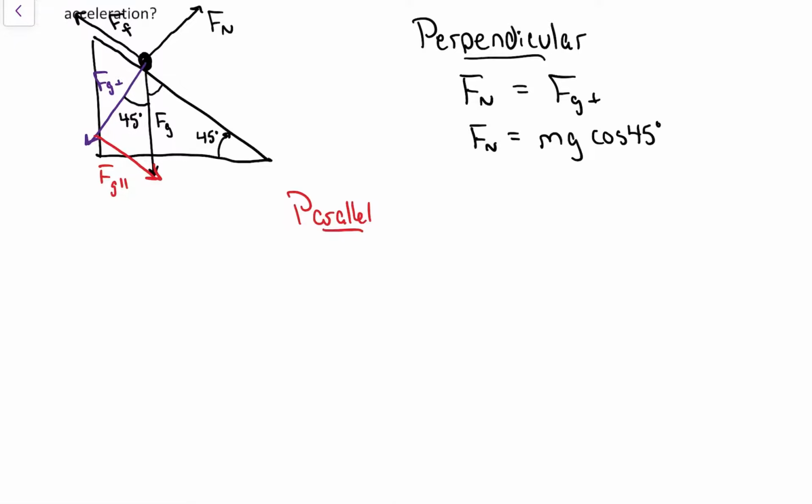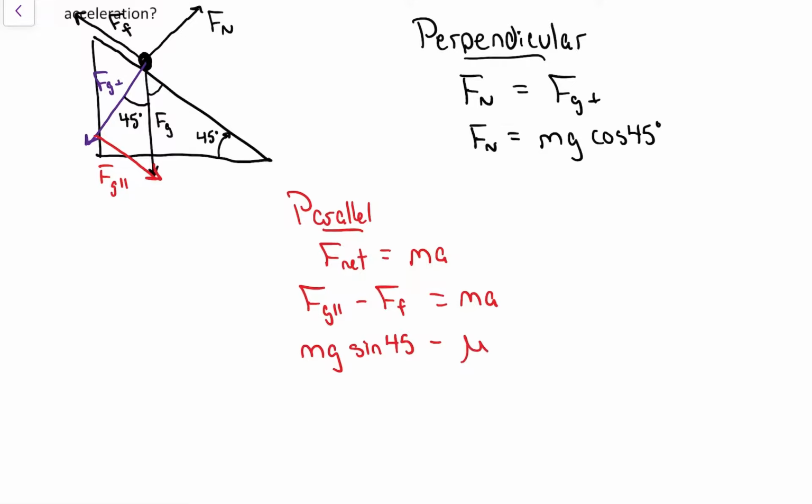We've got a tug of war, one force pulling it, in this case, downhill, another force pulling it uphill. The downhill is winning, so we're going to make that our positive. FG parallel, in a way, it's kind of like an F applied. Friction's fighting that, and that's equal to ma. FG parallel is opposite the angle, so it's mg sine 45. Ff is mu times Fn, so it's mu times mg cos 45, and that's equal to ma.